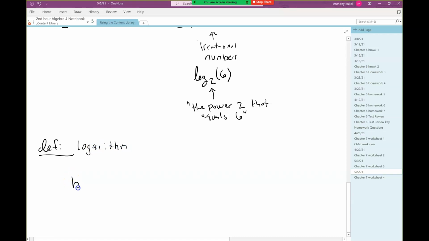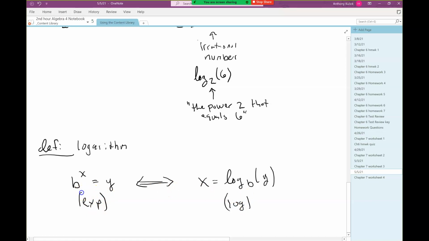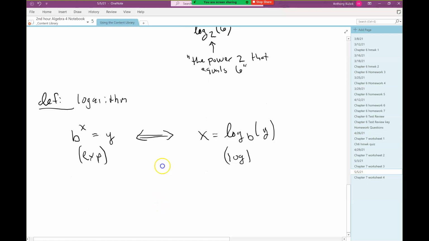If we have some exponential equation, b to the x is equal to y, that's the same thing as saying x equals log base b of y. So this is our exponential form, and this is our logarithmic form. And we can go back and forth between them.